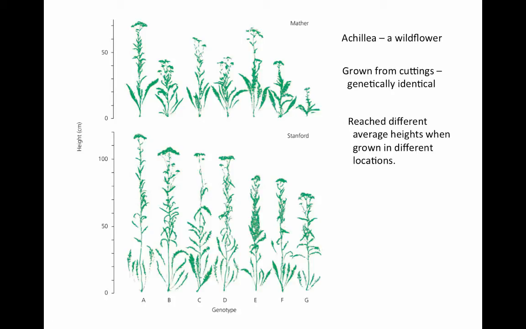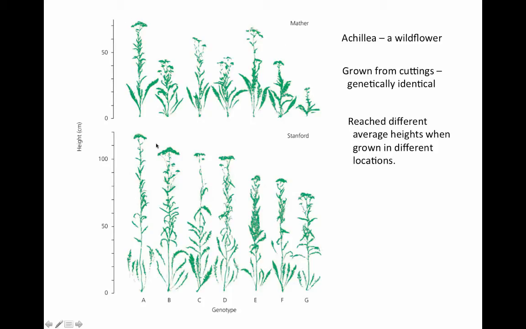The first thing to notice is that they reached different average heights when grown in different locations. The ones that grew at Stanford all grew taller than the ones that grew at Mather Field Station. So this is the effect of the environment.